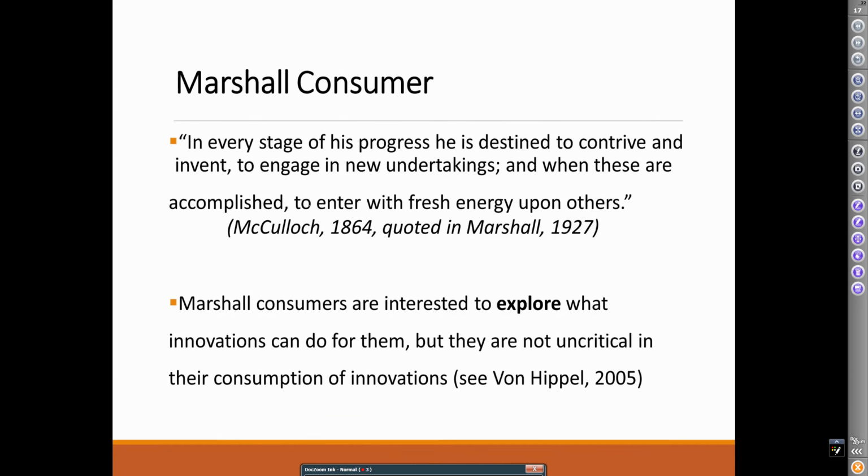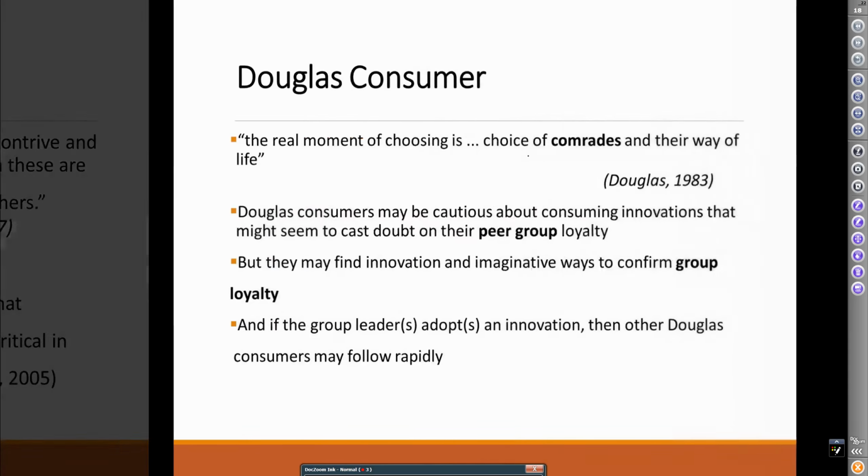Martial consumer. Who is this person? They are interested to explore what innovations can do for them. So they're waiting for some kind of results, but they are not uncritical in their consumption of innovations. So you may persuade them to buy your product, but you should show exactly what they want and what these innovations can do for them.